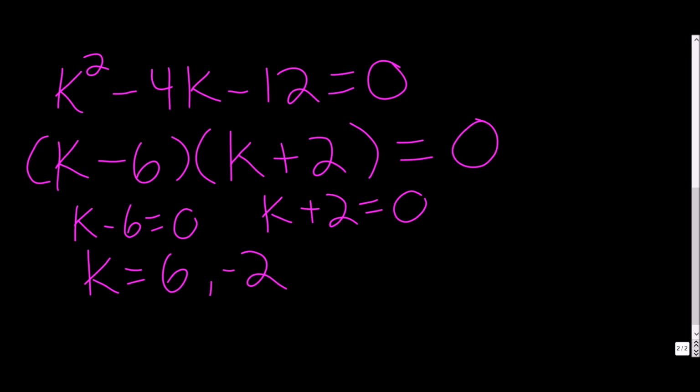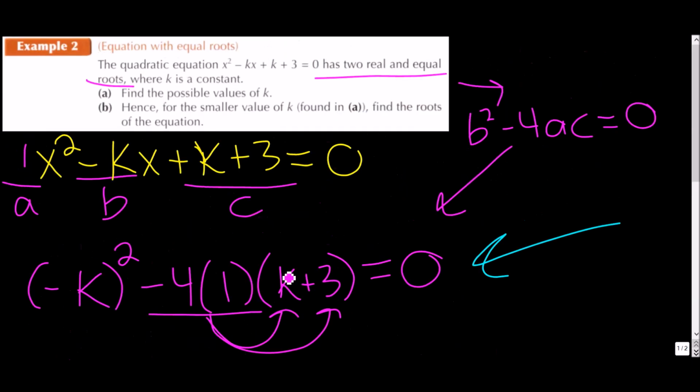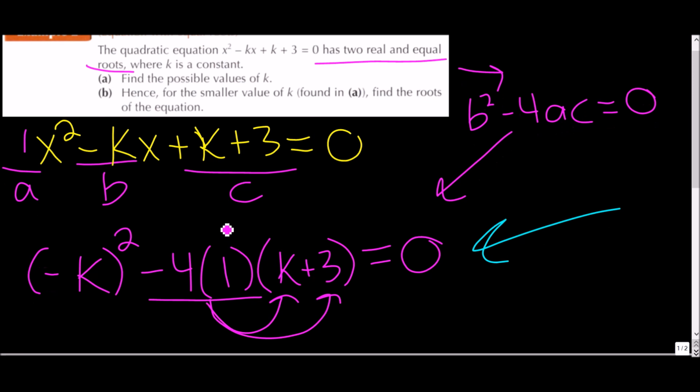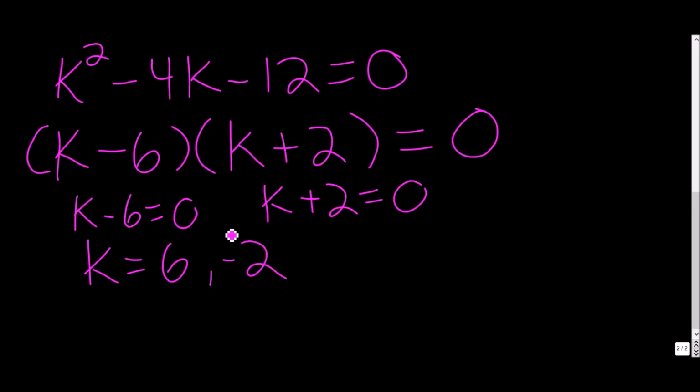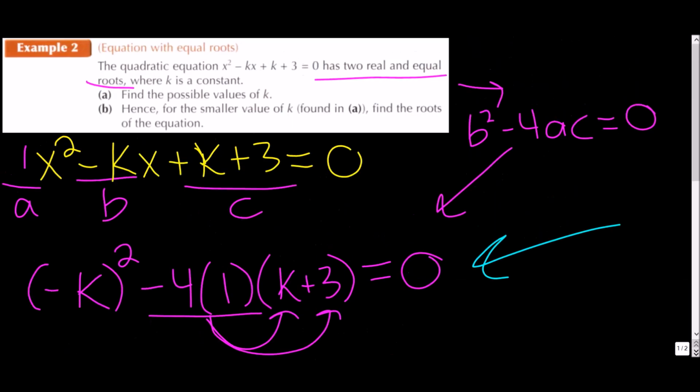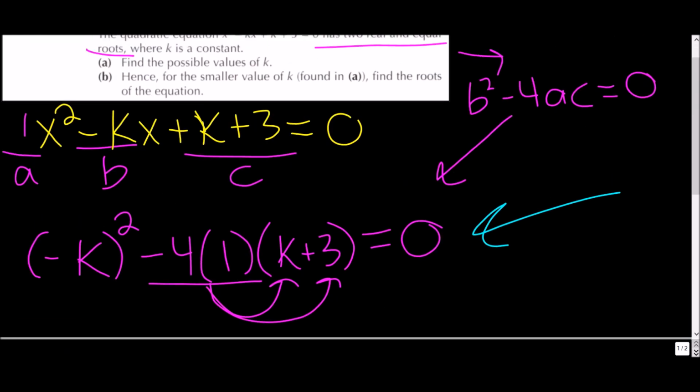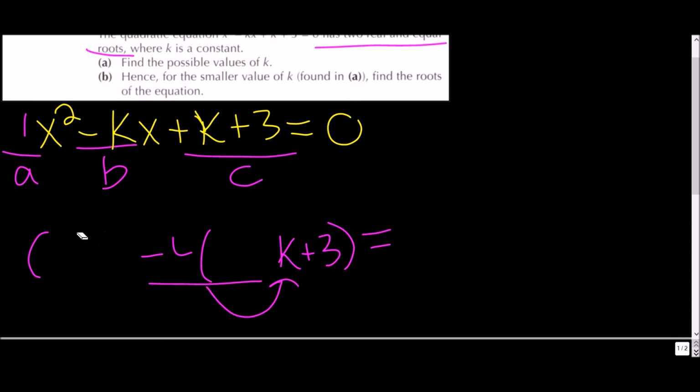It's very interesting. If we go back and think about what part B says, it says, hence, for the smaller value of k, find the roots of the equation. Our smaller value of k is negative 2. So we're going to go back and make k negative 2. I'm going to erase some of this stuff, and we're going to make k negative 2. Very cool.